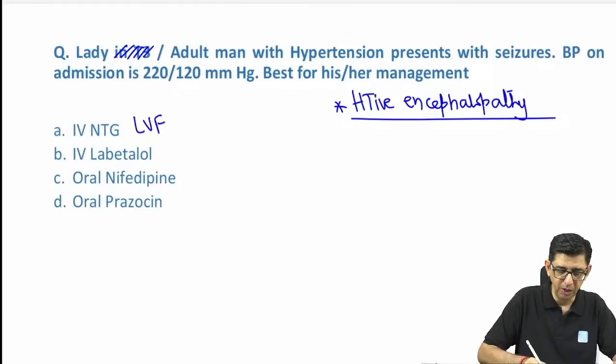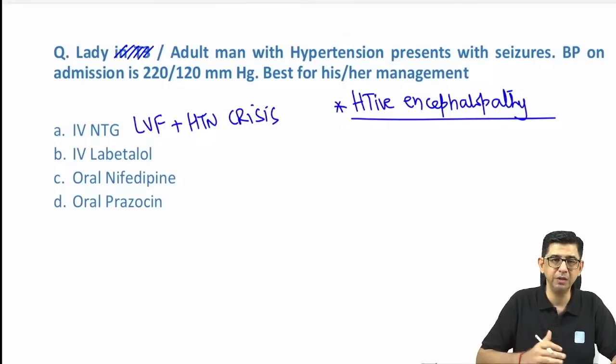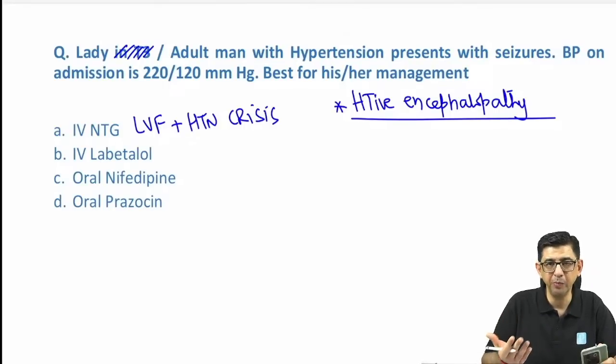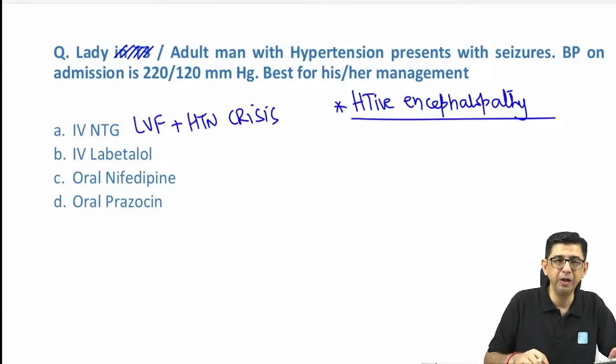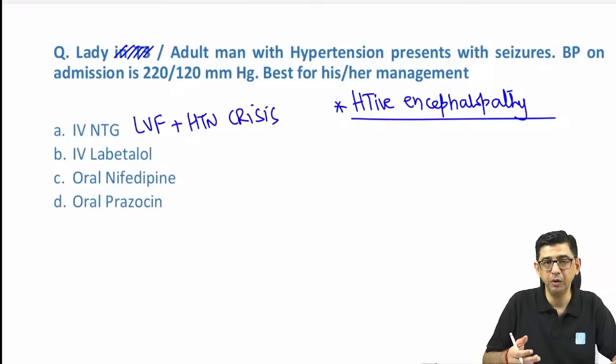If it were hypertensive crisis with left ventricular failure, then the answer is IV nitroglycerin. Listen to the hypertension discussion. Whenever we have a spike of blood pressure and there's a left ventricular failure, we give IV nitroglycerin. If it is a hypertensive encephalopathy, then we will be using labetalol in the patient.